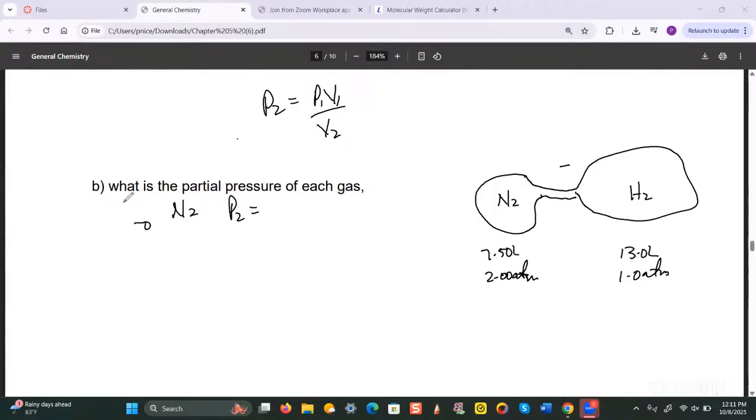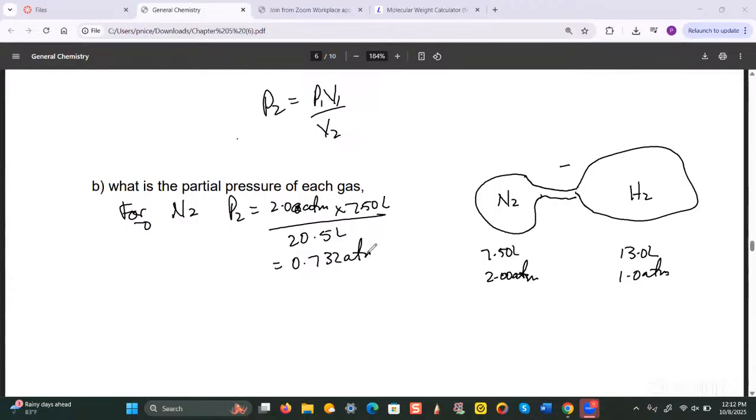So in the case of nitrogen, what would be P1? 2.00 atmospheres, right? What would be V1? 7.50 liters, exactly. And then what would be V2? 20.5 liters. And that's it. So let's see what this gives. 2 times 7.5 divided by 20.5. According to my calculation, this works out to be 0.732 atmospheres, 3 sig figs, all right?